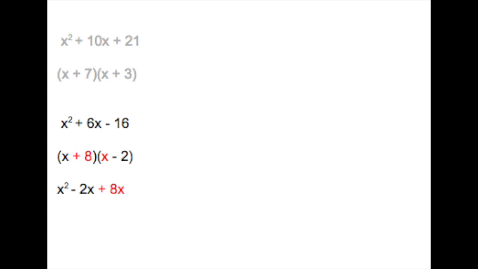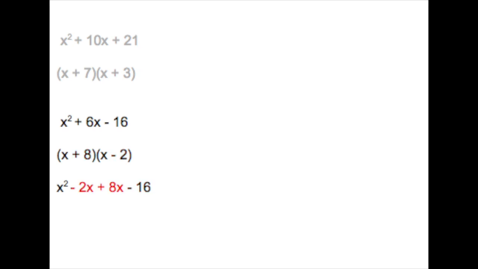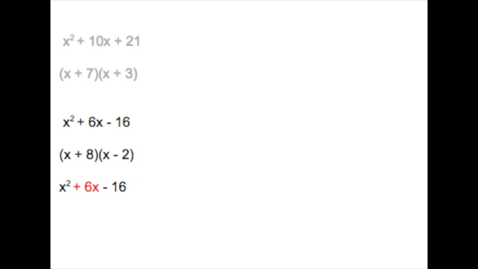Positive 8 times x is positive 8x. And positive 8 times negative 2 is negative 16. We can combine negative 2x and positive 8x to be positive 6x. So our factors check out. X plus 8 and x minus 2 would be the factors of this quadratic expression.